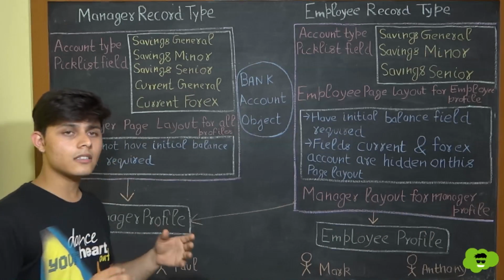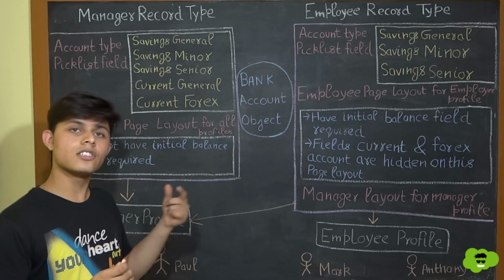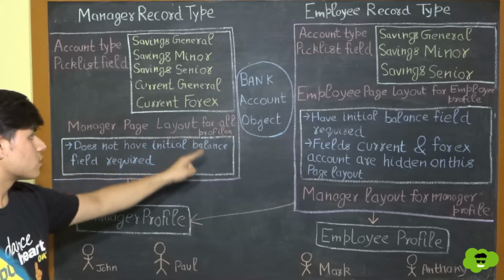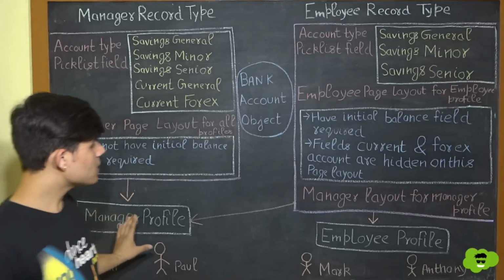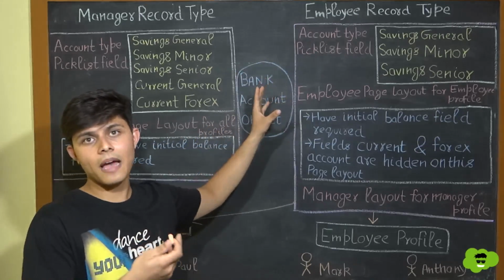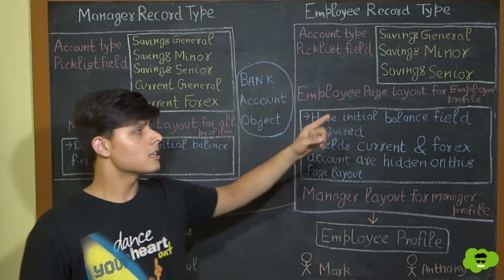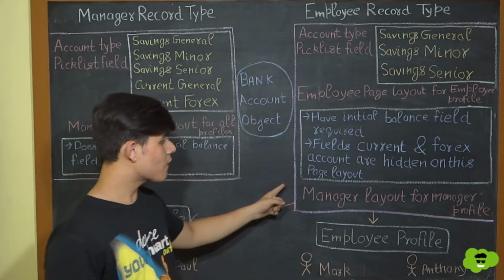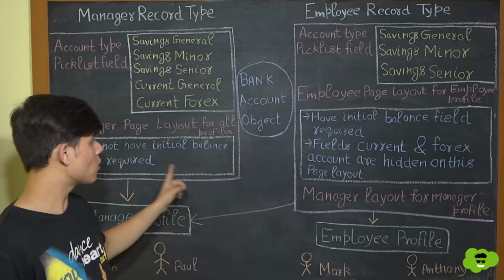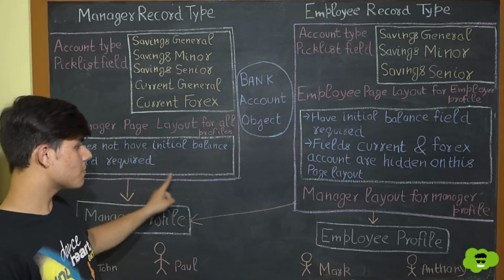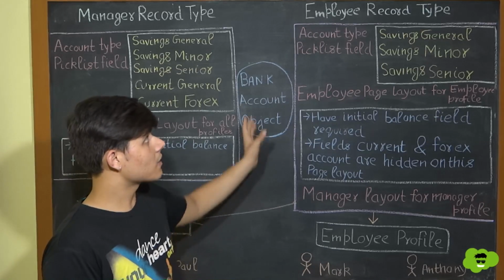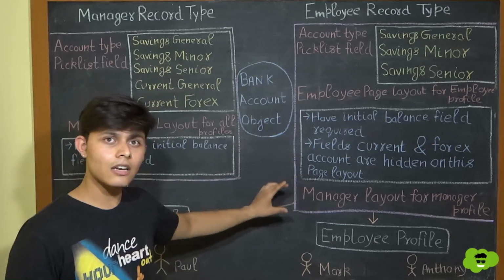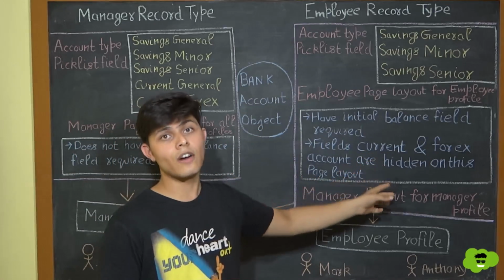If they choose to create a record with the manager record type, they'll have all these picklist values and the manager page layout. But whenever they choose to create a bank account record with the employee record type, they'll only have these three values. But over here also they'll have the manager page layout only. That means they will not be required to enter the initial balance. It doesn't matter from which record type they are creating. Even if they are creating with the employee record type, the initial balance field is not required for them.